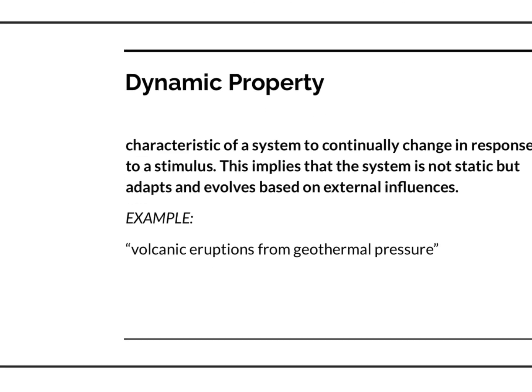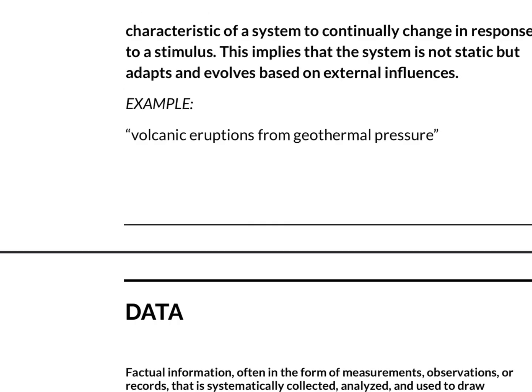What is dynamic property? Dynamic property is a characteristic of a system to continually change in response to a stimulus. This implies that the system is not static and adapts and evolves based on external influences. Example, volcanic eruptions from geothermal pressures.